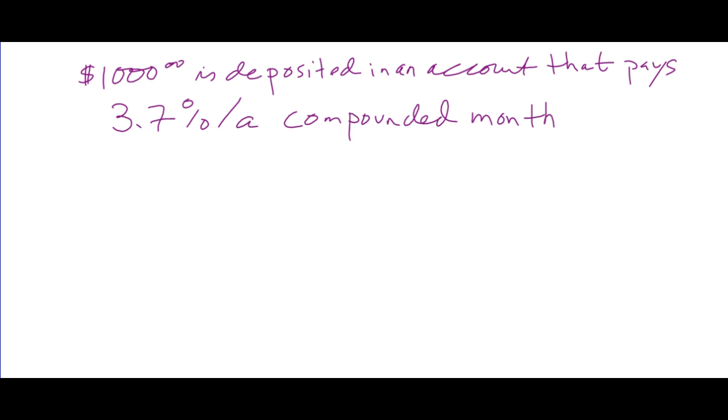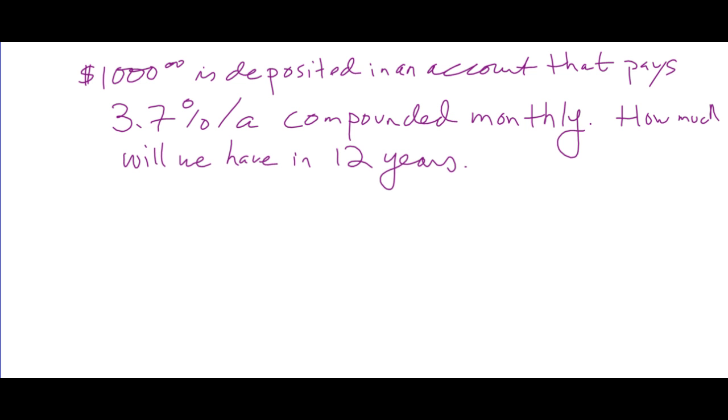It's just 3.7 divided by 12. Not quite. The account pays for service. How much will we have in, say, 12 years? So you start school, your parents put away $1,000, they get this 3.7% compounded monthly. You're graduating now, and they're saying, here, have some money. How much money? Will this cover your tuition? Will it cover your books? Will it cover your meals? We don't know, right? So let's figure out how much money we will have.